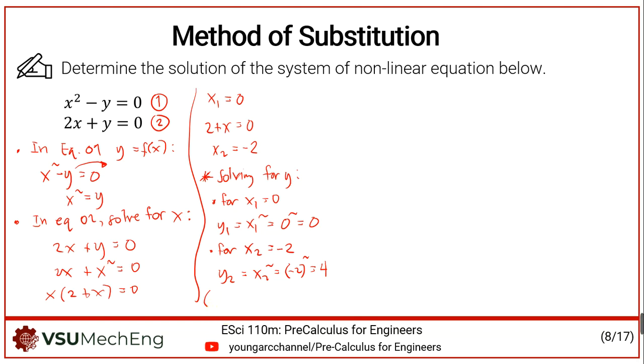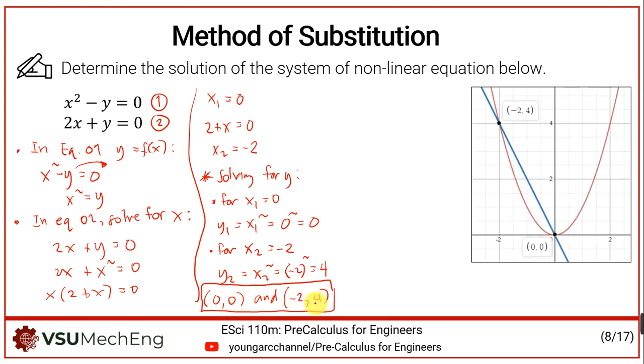So in ordered pairs, we have two ordered pairs as our solution. The first pair has the set of values 0 for x1 and 0 for y1. And for the second ordered pair, we have negative 2 for x and positive 4 for y. So this is the solution of our system of nonlinear equations: (0, 0) and (-2, 4).